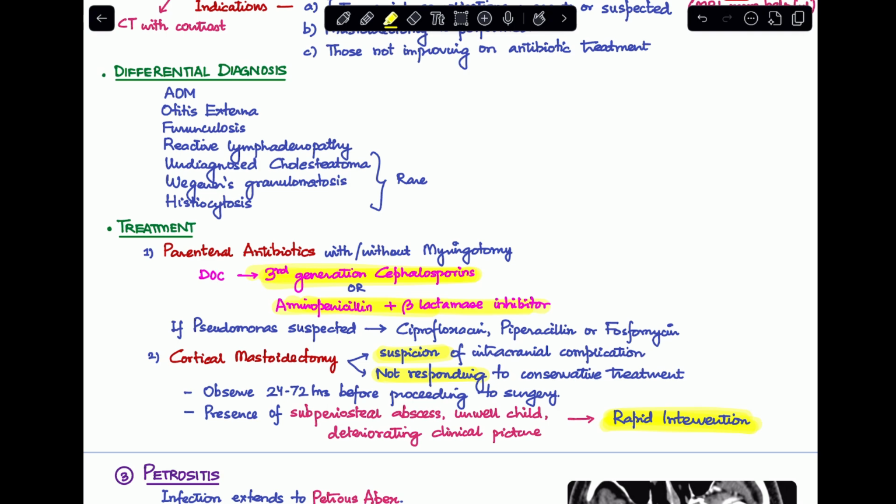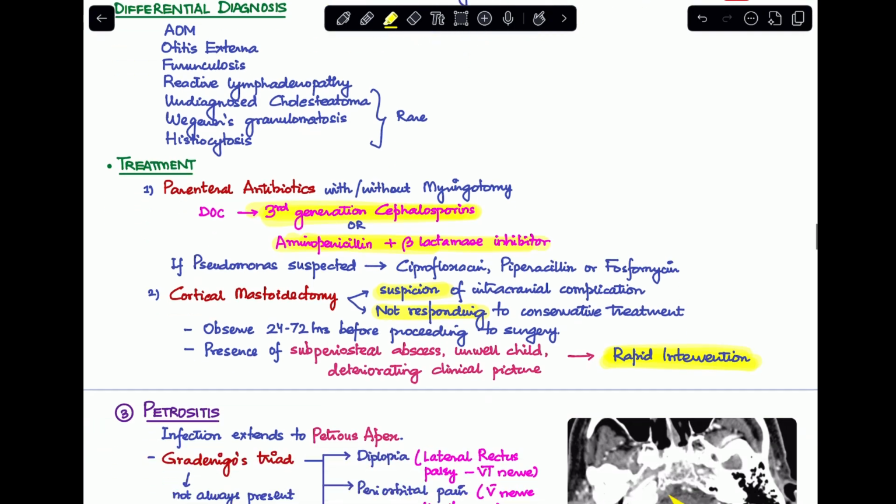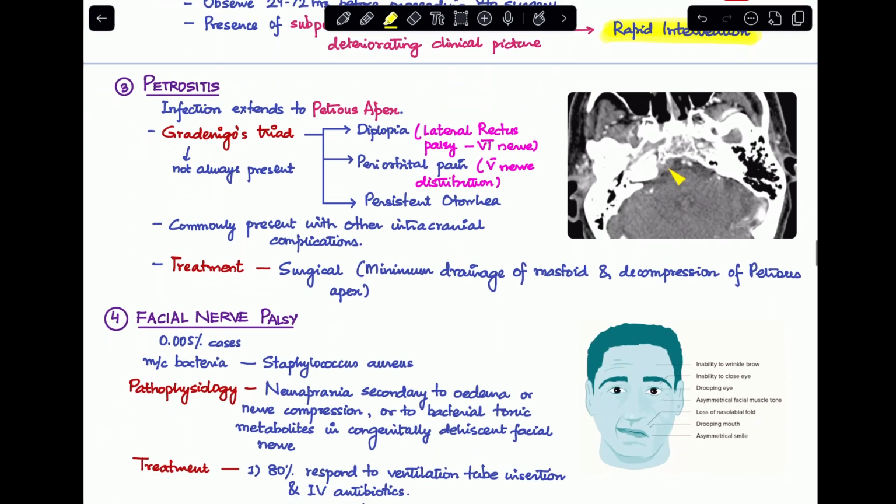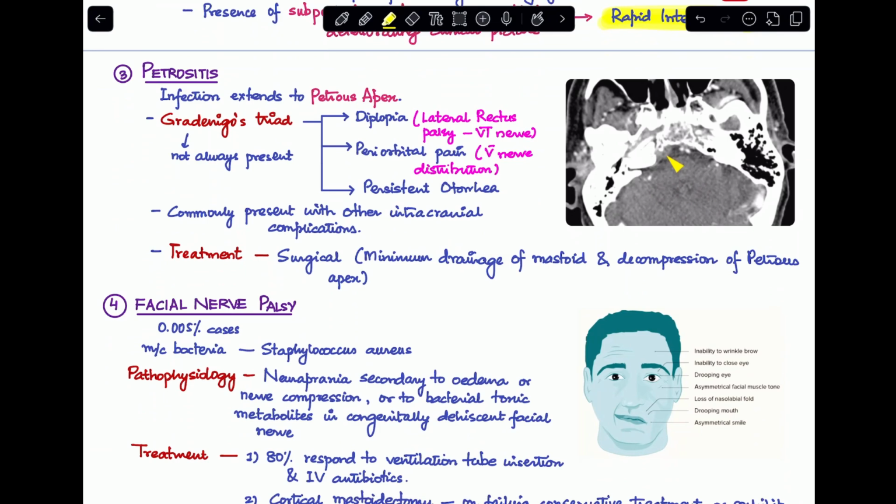So, this was all about acute mastoiditis. Next, let's talk about Petrositis. Petrositis is basically when the infection has extended to involve the petrous apex of the bone. And a very characteristic triad is seen in case of Petrositis, which is known as Gradenigo's triad.